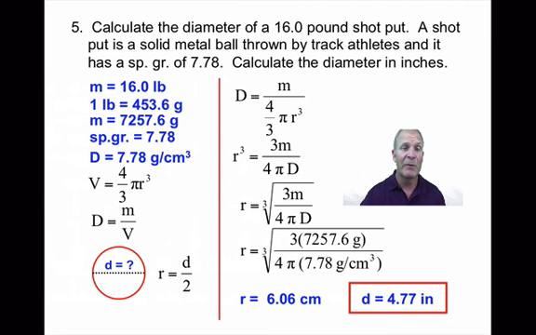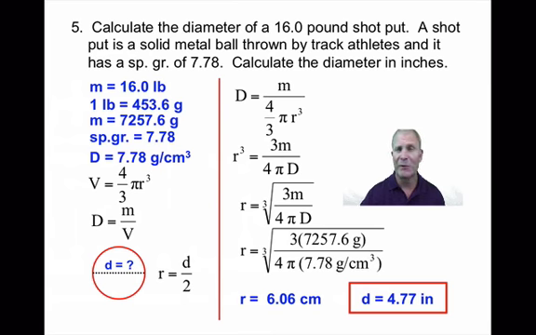Again, we've done this before. Get rid of the fraction, or our denominator, by multiplying through by its reciprocal. We then trade radius cubed and diameter places, and we take the cube root of both sides. Then we just plug in our mass, plug in our density, and do the simple math. 3 times the mass divided by 4, divided by pi, divided by my 7.78, and you take the cube root of that, and you have your radius at 6.06 centimeters. Just double that, and it gives you the diameter.